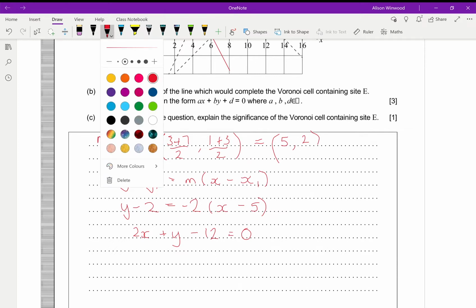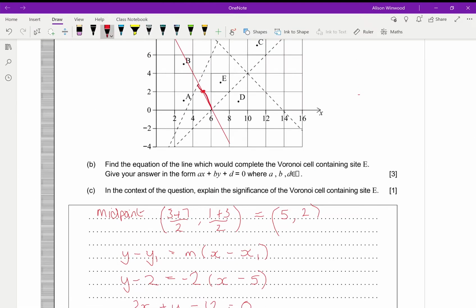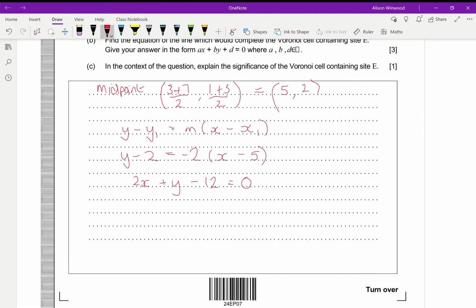In the context of the question, that cell containing E, if you're within that cell, then your closest snow hut is at E. So the points within the cell have snow shelter E as their closest.